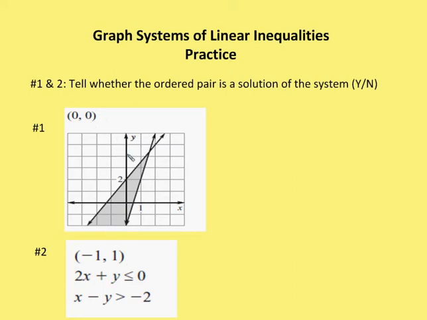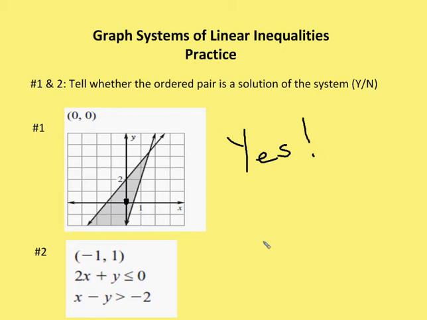So 0, 0, I just love the origin for testing to see if a particular solution is correct. If I were to plot 0, 0, it'd be right there, and we can see that it's part of the shaded region. So I'm going to go out on a limb and say yes, that ordered pair is a solution of the system. Remember, if it's a solution of the system, it's a solution of both of the linear inequalities. It's part of the shaded area, the area that's commonly shaded for both of the inequalities graphically.